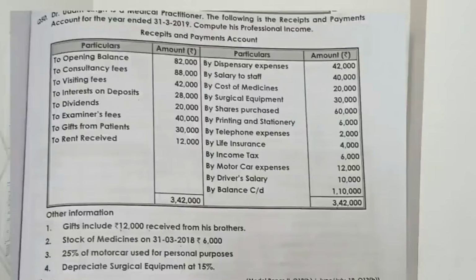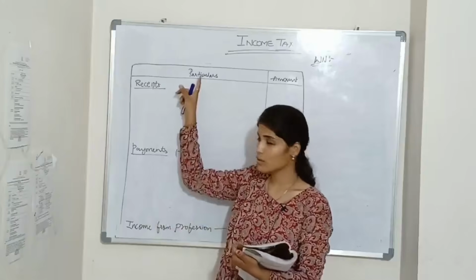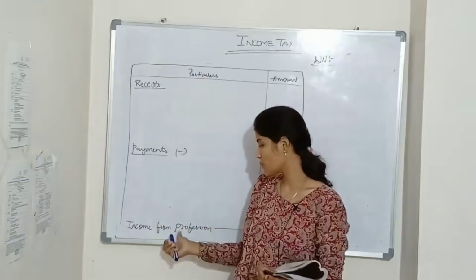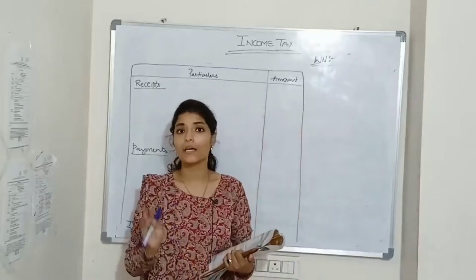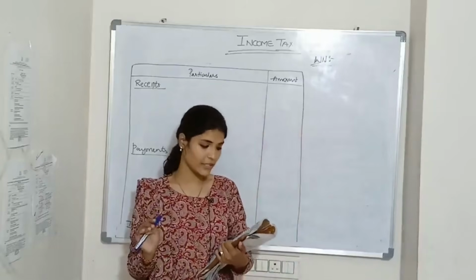Dr. Udham Singh is a medical practitioner, means he is a doctor. The following are the receipts and payments. Only the incomes and payments related to the doctor profession, related to the profession of medical practitioner, that only we need to consider. Other than that, we need to ignore.